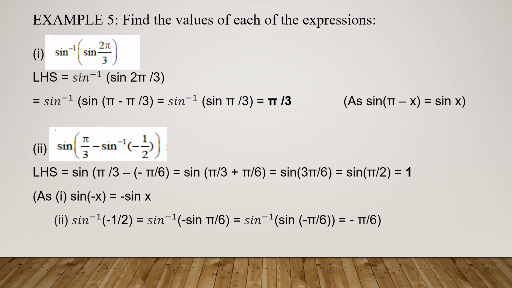Another thing is sine inverse of minus half. What will it be? Sine inverse of minus sine pi by 6, because half is sine pi by 6. Sine inverse of sine of minus pi by 6. Why? Again sine of minus theta is minus sine theta. So now what is this? This is equal to minus pi by 6. So this is how, when you simplify sine inverse of minus half, that is minus pi by 6. So now it is sine of pi by 3 minus minus pi by 6, that is plus pi by 6. So that is sine of 3 pi by 6. That is sine of pi by 2, which is equal to 1. So the value of the expression is 1.